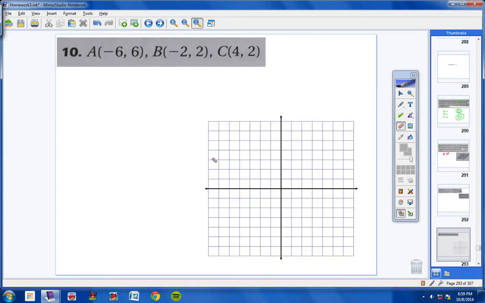Let's take a look at number 10. All right, numbers 10, 11, the directions say to plot the points and sketch angle ABC, and then classify the angle as acute, right, or obtuse. So here we go. Point A is negative 6, 6. So 1, 2, 3, 4, 5, 6. 1, 2, 3, 4, 5, 6. There's negative 6, positive 6. Point A. Point B is negative 2, positive 2 right here. And then point C is over 4, 1, 2, 3, 4, and up 2 right here.